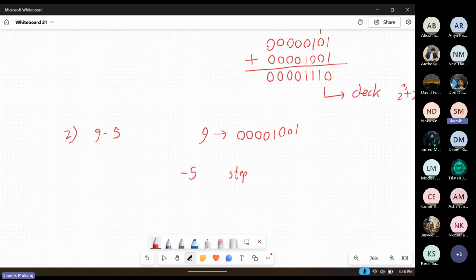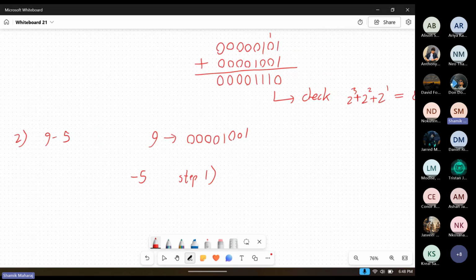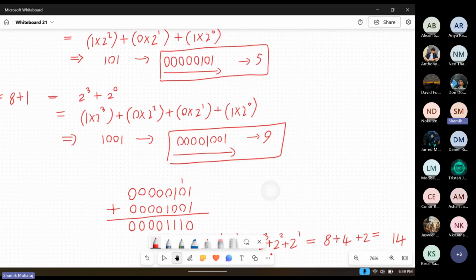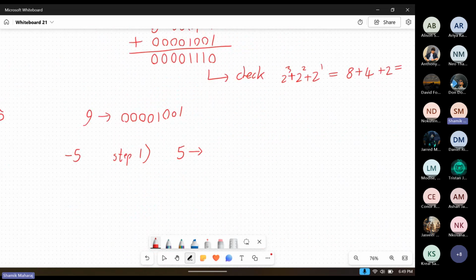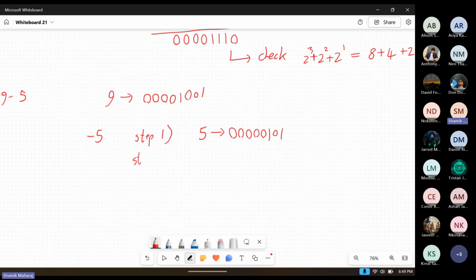So I'm just going to write here. Step 1 is to convert 5 to 2's complement. That's 101, so 0, 0, 0, 0, 0, 1, 0, 1. Step 2 is to invert all the digits, so 1, 1, 1, 1, 1, 0, 1, 0. And step 3 is to add 1 to this number.